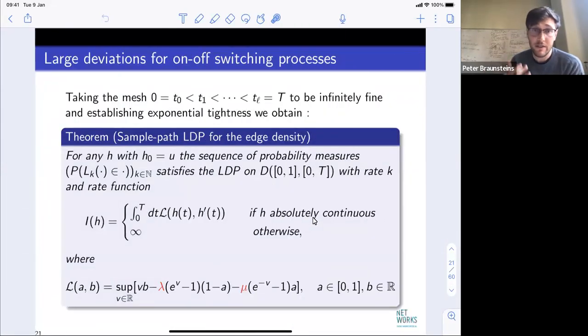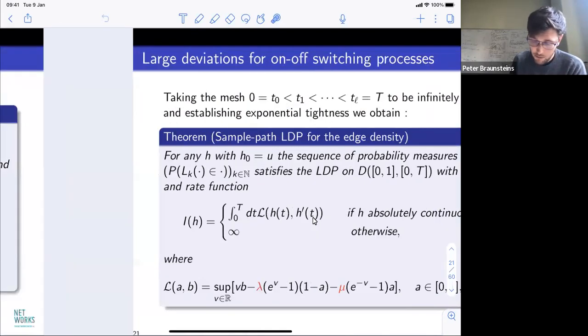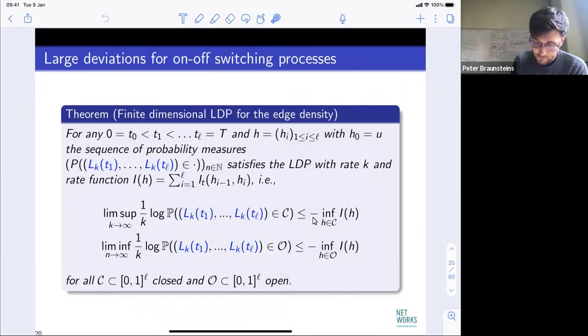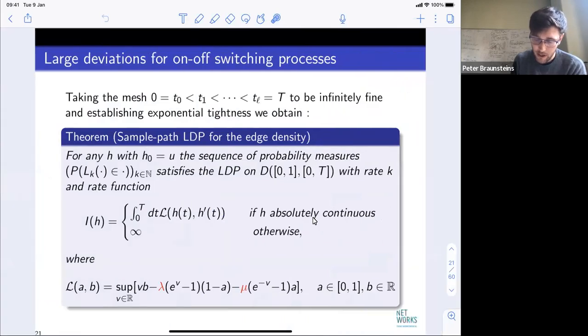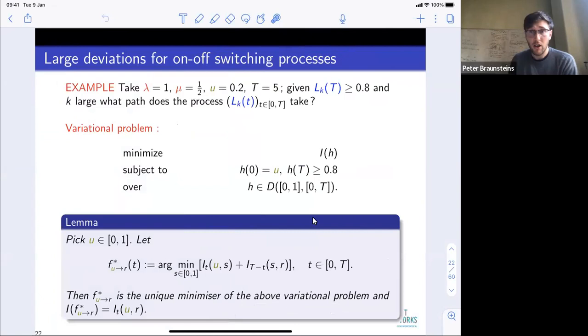We can then upgrade this to a sample path large deviation principle by taking our mesh to be infinitely fine, and then establishing exponential tightness. The only thing to notice here is that our rate function is expressed in terms of an integral, but for the finite dimensional large deviation principle, this was a sum. So this sum has turned into an integral when we take our mesh very fine. All right, so now we have our sample path large deviation principle.